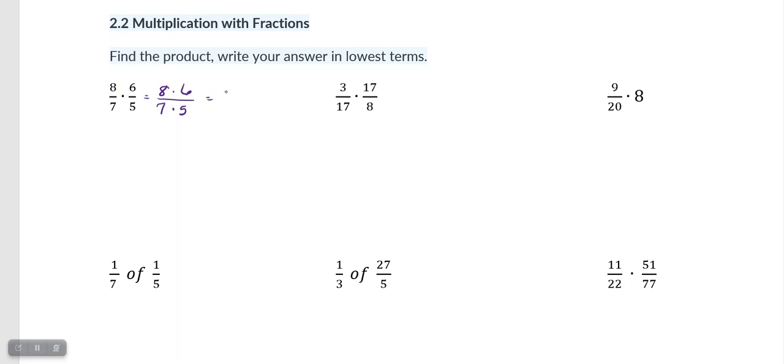8 times 6 is 48. Excuse me, 7 times 5 is 35. Then you're always going to check your answer to see if it can be in lowest terms. Will anything go into 48 and into 35? No. So this is our final answer. Even though it's an improper fraction, unless our directions tell us to write it as a mixed number, we're going to leave it as an improper fraction.